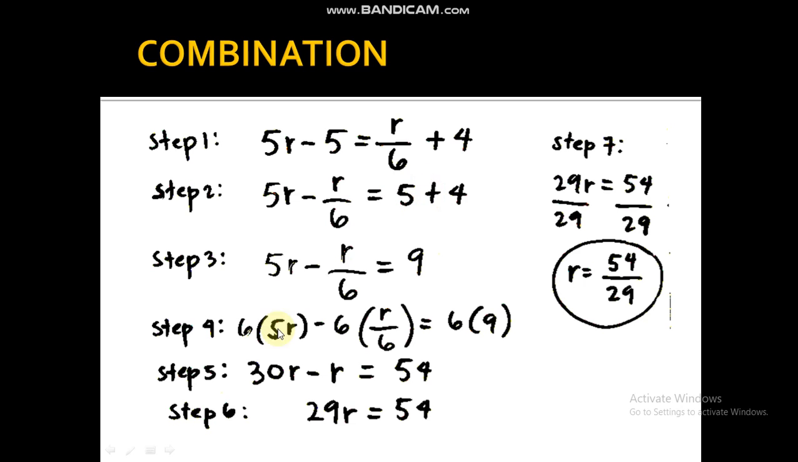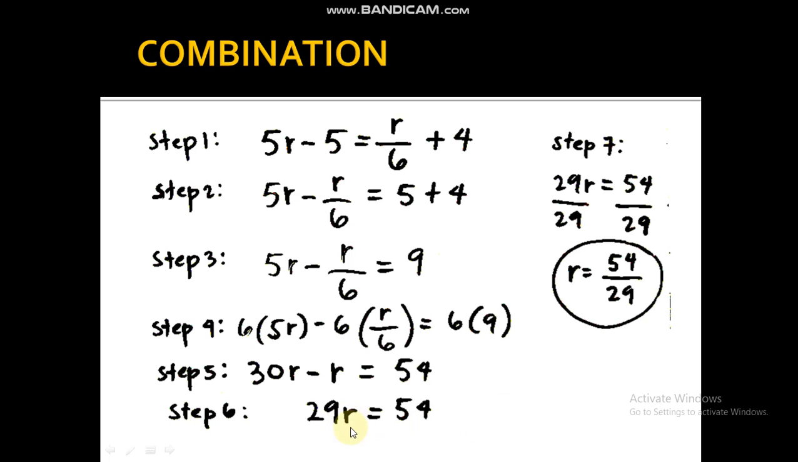Step 3, we have 9 as the sum on the right hand side. On the left hand side we do not subtract these terms immediately because they are dissimilar. Step 4, we multiply both sides of the equation by 6 to remove 6 as the denominator. Step 5, we have the subtraction on the left hand side, and we have 54 as the product. And step 6, we have 29r equals 54.